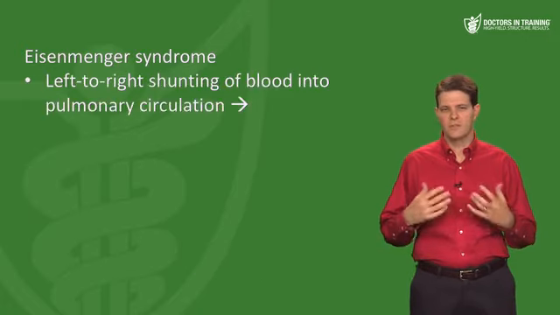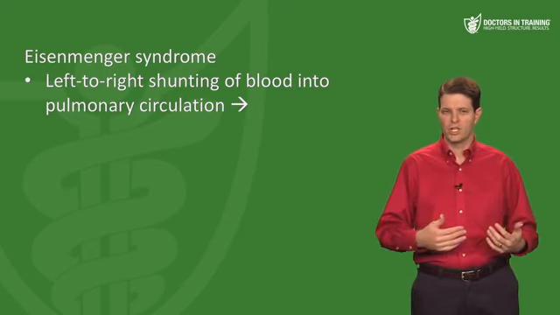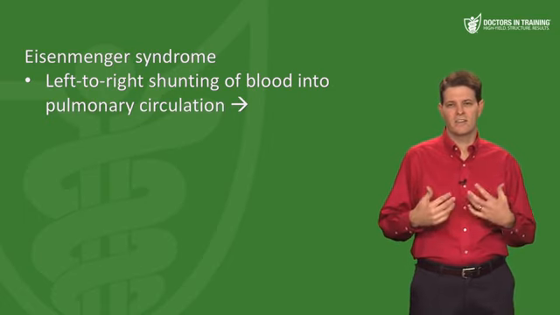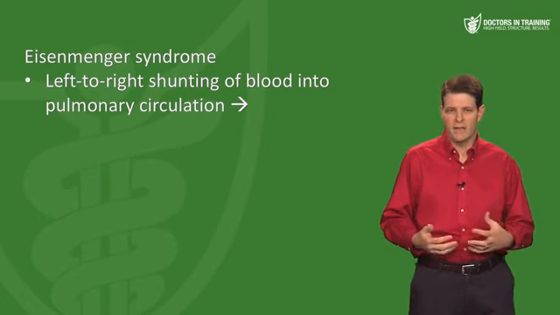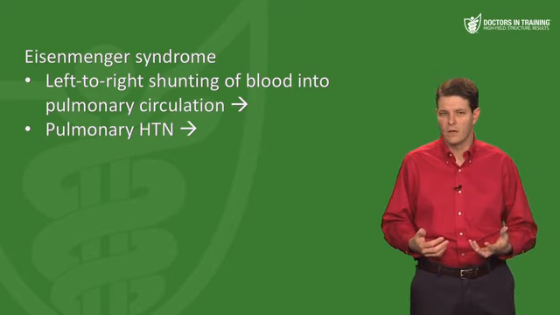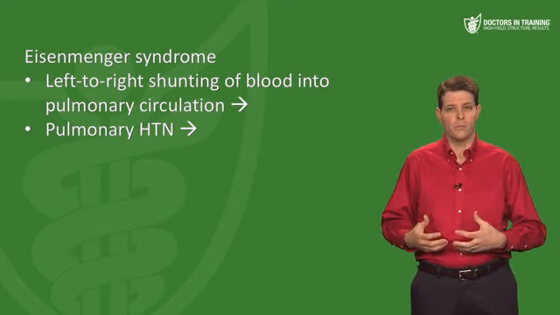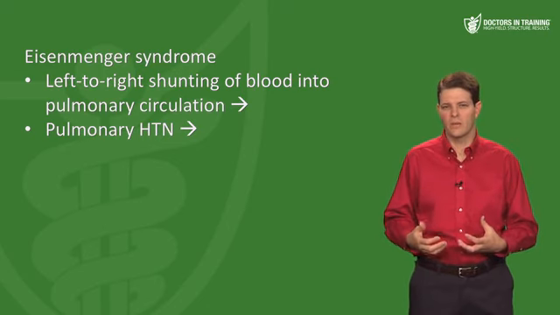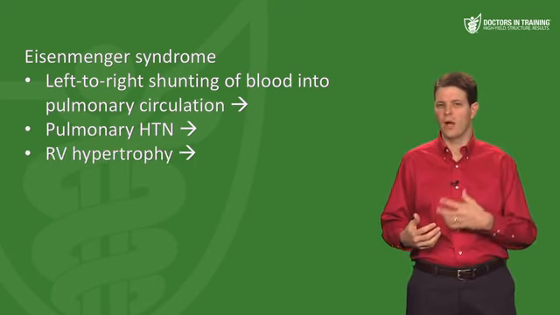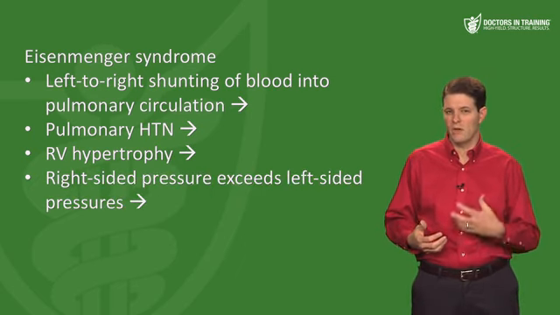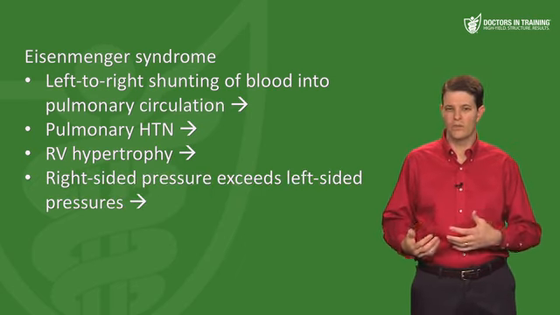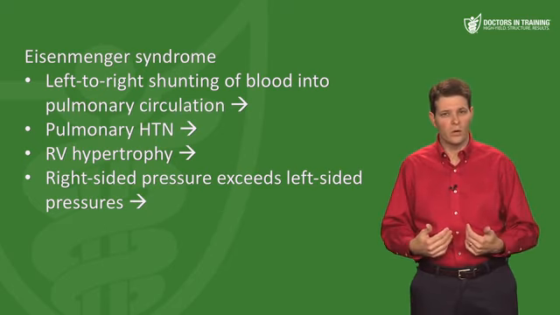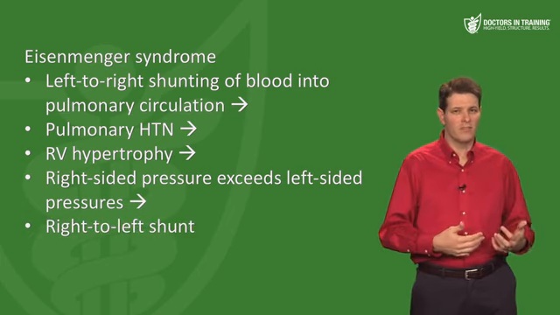You start with some left to right shunt, like a big VSD, and you're shunting blood from the left side of the heart over to the pulmonary circulation. Well, this increases pressure in the pulmonary circulation, and that leads to pulmonary hypertension. And then since the right ventricle has to work harder to pump blood against all that high pulmonary artery pressure, you're going to start to get some thickening of the right ventricle, and you're going to get some right ventricular hypertrophy. And eventually, that right-sided pressure can exceed the pressures over on the left side of the heart, and that left to right shunt that you started with will reverse flow, and it'll convert to a right to left shunt.